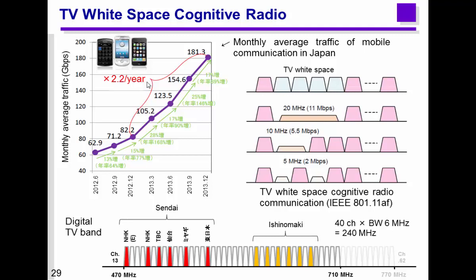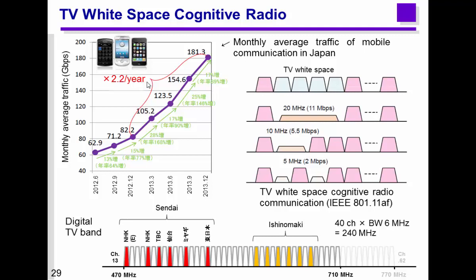However, all 40 channels are not used. In Sendai, which is rural, we are using just 6 channels. And the neighboring city, Ishinomaki, which was heavily damaged by the tsunami 4 years before, is also using just 6 channels. So other channels are completely open, and we can use this open channel, which is called the white space, for other purposes, like Wi-Fi.